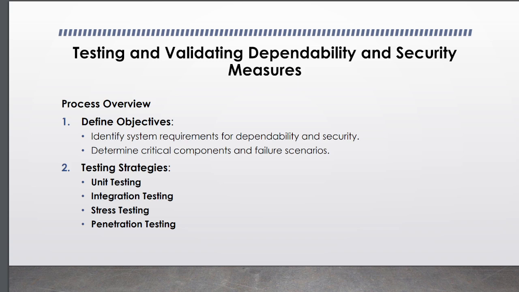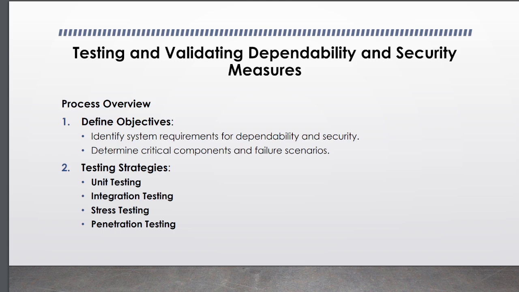Next is testing and validating dependability and security measures. We have five steps. First is define objectives. The first thing that we need to do is identify the system requirements for dependability and security. After that, we need to determine the critical components and failure scenarios to identify if there's something we need to adjust or evaluate before we proceed, and to make sure that our output is aligned with the standards and the system standards.